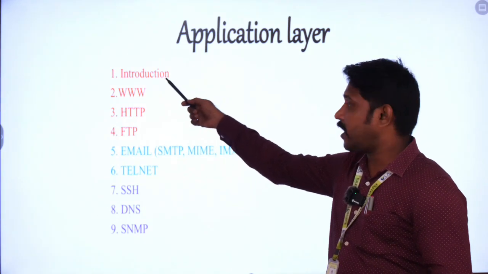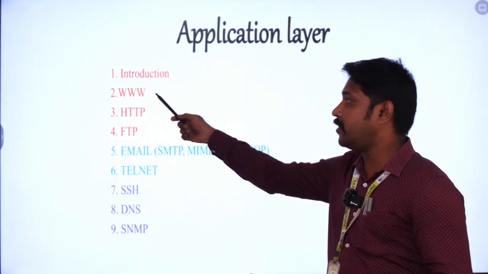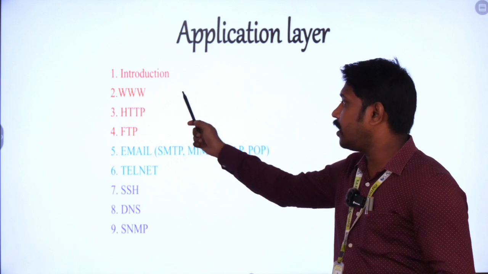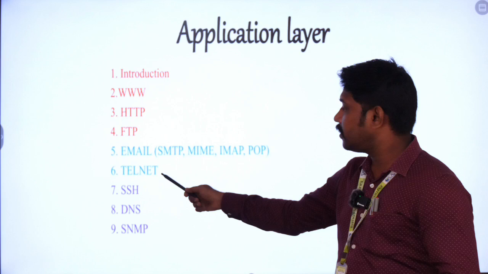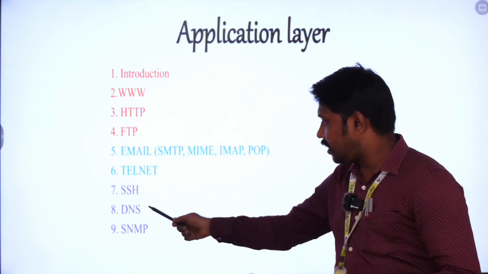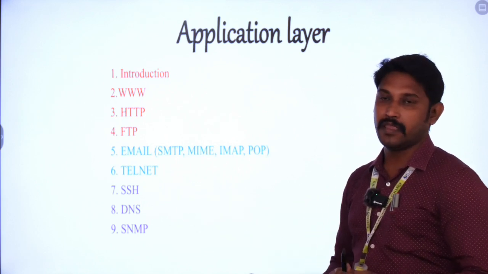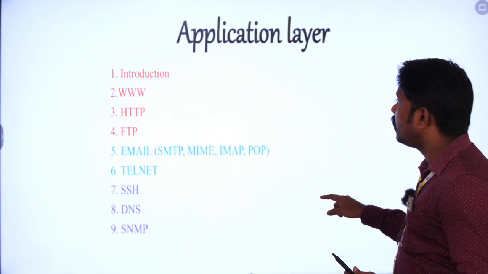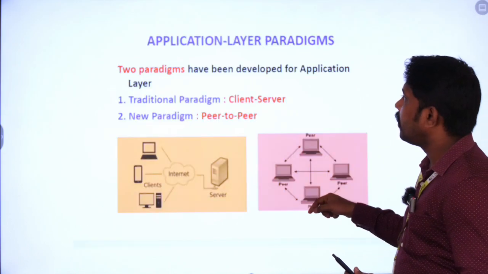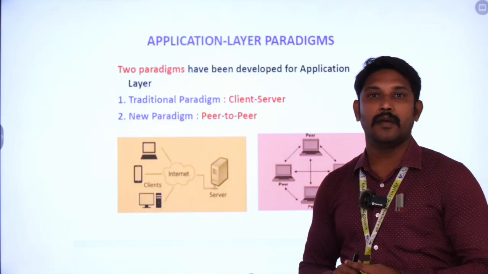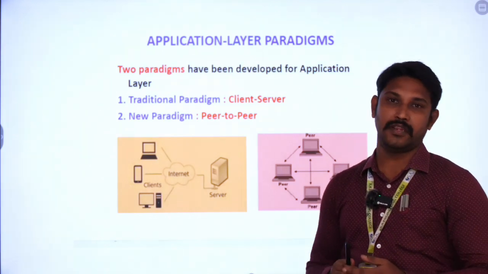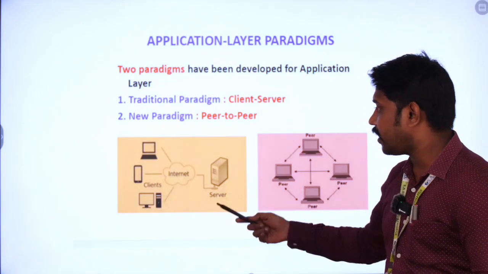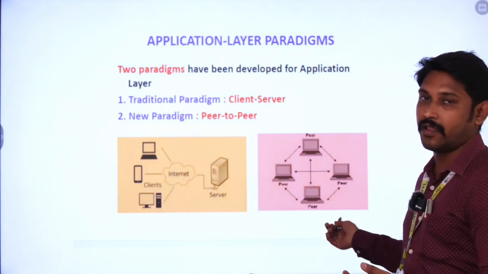First we go with the introduction, then we go with WWW, HTTP, FTP, email, Telnet, secure socket connection, DNS and SNMP. First, the introduction to application layer protocols. In the application layer we have two main architectures. One we call the client-server architecture, the second one we call the peer architecture.